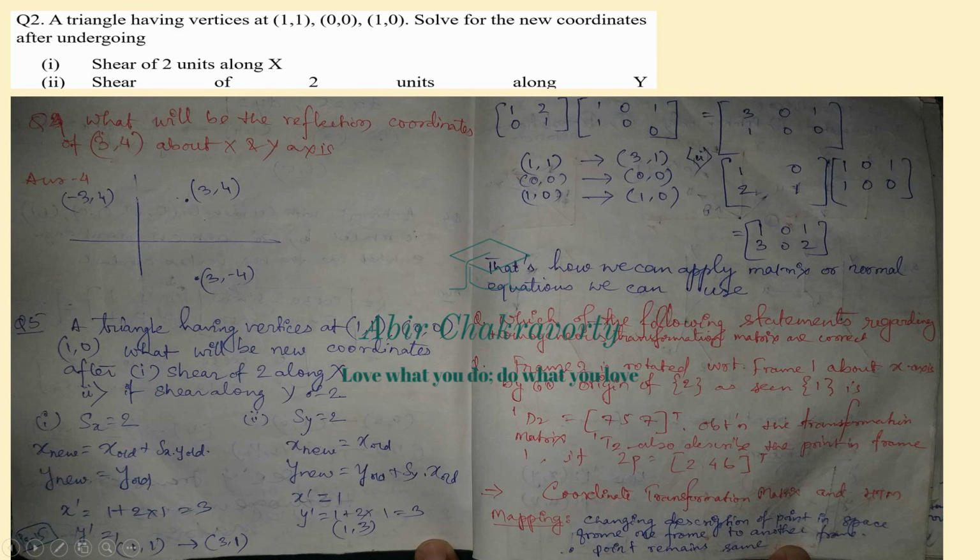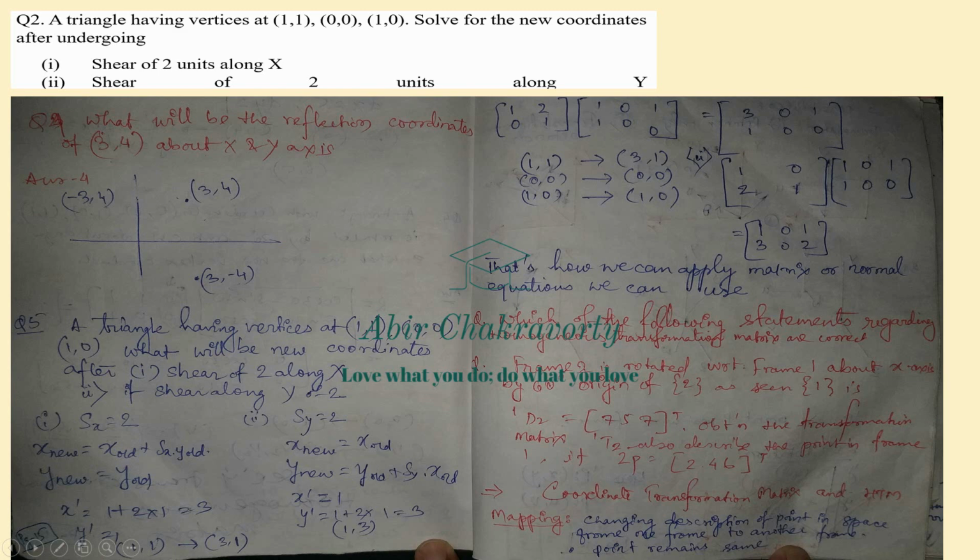So the only change we can see is in the vertex 1 1. It is effective on the vertex 1 1 only. The other two vertices, 0 0 and 1 0, are untouched by the effect of shear of 2 along the x-axis. If we consider a similar effect for the shear of 2 along y, then if we write sy is equal to 2, x new is x old, and y new is y old plus sy into x old.